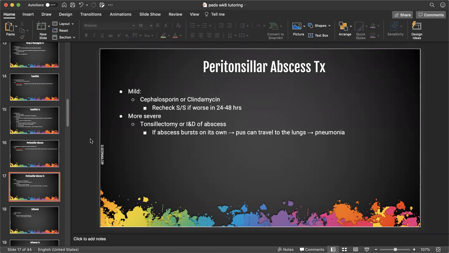the abscess. But the only thing with the abscess is that if it bursts on its own, the pus can travel to the lungs and cause pneumonia. We're going to get into pneumonia later, but that's a complication of peritonsillar abscess. So if that abscess does burst and it's not drained properly, the pus can travel down to the lungs and now the child has pneumonia.